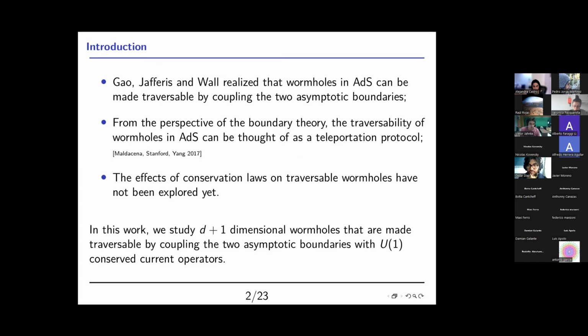So in this work, we try to fill this gap in the literature, and we study higher dimensional wormholes that are made traversable by coupling the two asymptotic boundaries with conserved current operators. Let me try to give you some motivation for this.